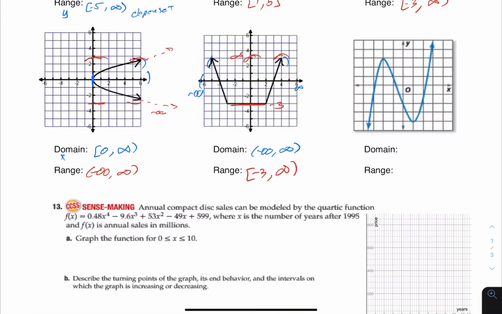Domain here, farthest left is an arrow. So negative infinity. Farthest right is an arrow. Positive infinity. With the range, lowest I see is an arrow. Remember, this is low, but this is lower. Arrow always goes on forever. Arrow always wins. Negative infinity. And then, same thing up here. Highest I see is an arrow. Positive infinity.